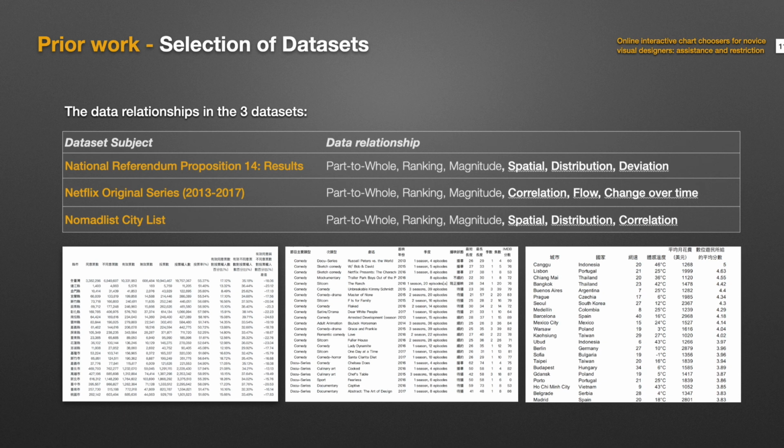The data relationships are partially the same, but there's also the difference. We want to understand what data relationships they choose to correspond to the chart type, and present the visualization story they want to tell.